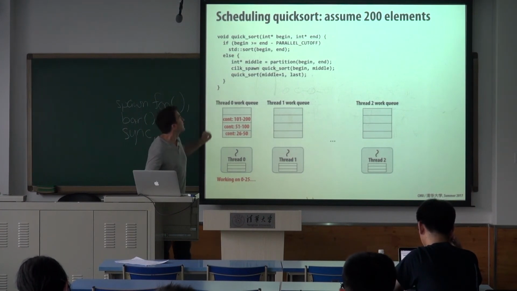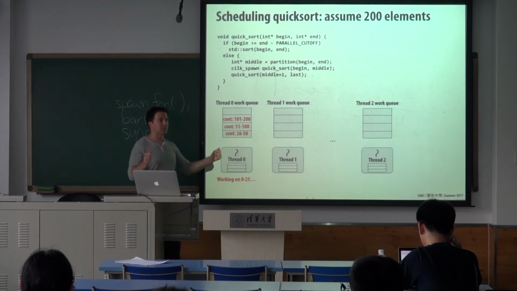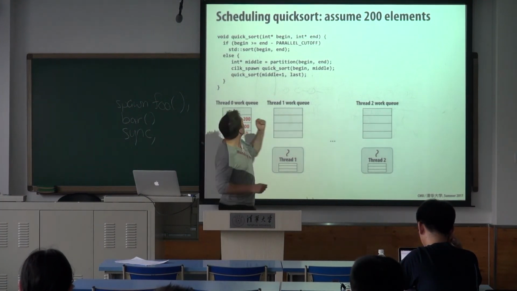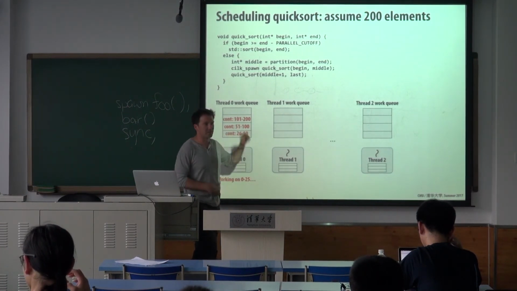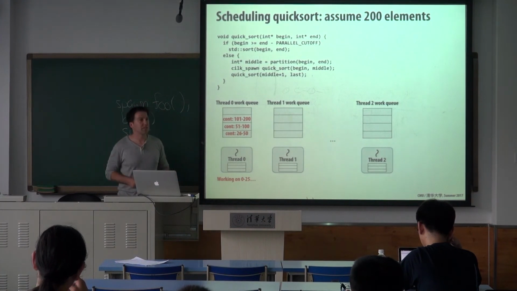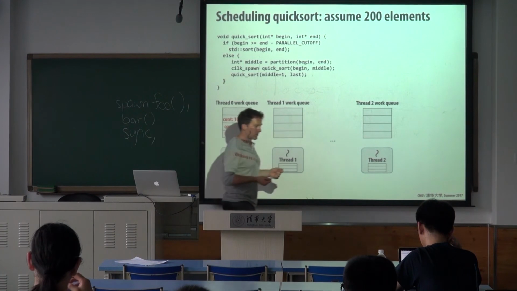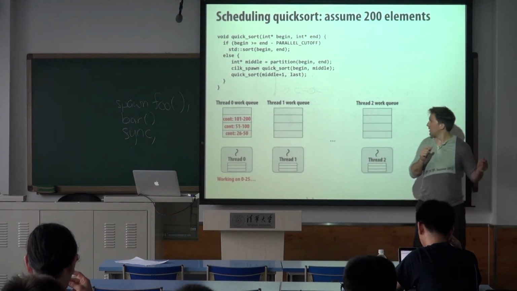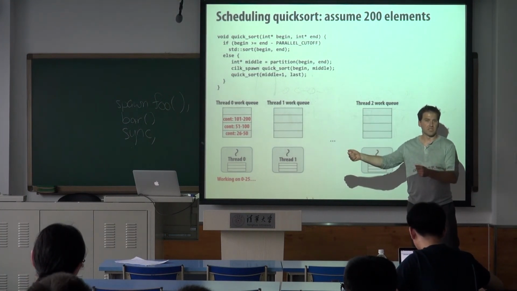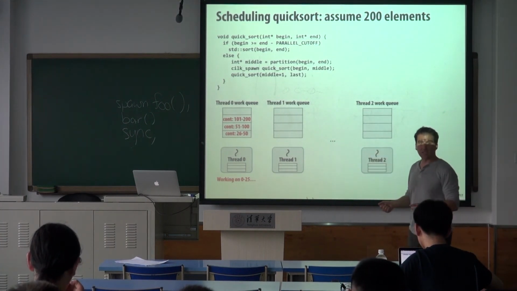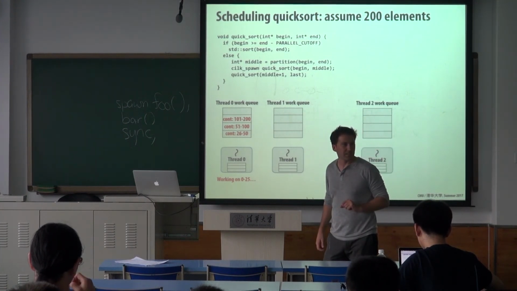So here's quicksort, and imagine that we've done a couple of recursive calls. The first time we called quicksort, this is quicksort on 0 to 200. Let's say we run child first. So we split it into 0 to 100, and 101 to 200. So Yan starts working on 0 to 100, and puts 101 to 200 in the list.